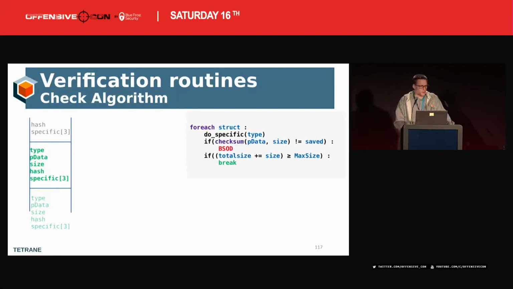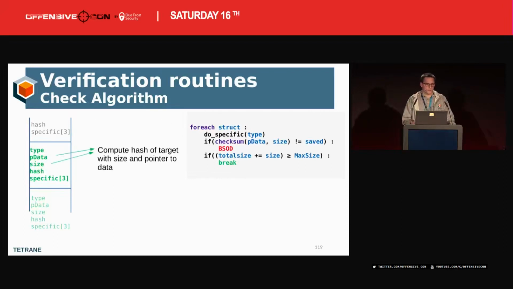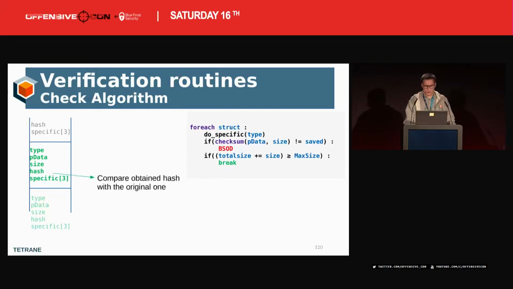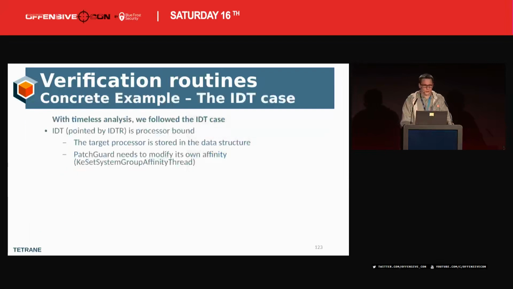So basically, here is how it works. There are several structures. For each structure, it will check whether or not it needs to perform some operations. And then it will compute the hash of the target with the size and pointer to the data, and it will compare it to the original hash that has been computed at boot time. And then if the total size of already checked data is less than the maximum size, it will just go with the next structure in its array. So let's have a concrete example.